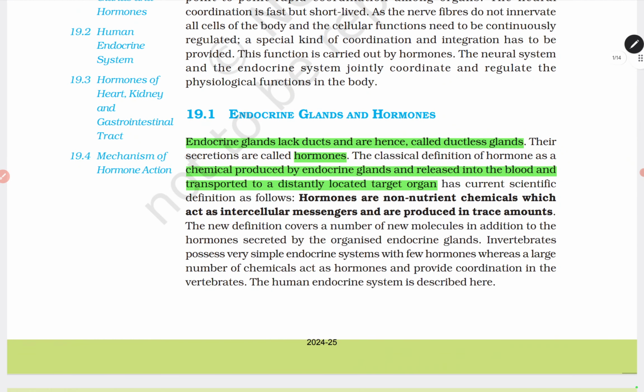Here you can see endocrine glands lack duct and are hence called ductless glands. Their secretions are called hormones, and the classical definition of hormone is as a chemical produced by endocrine glands and released into the blood and transported to a distinctly located target organ. And the current scientific definition is hormones are non-nutrient chemicals which act as intercellular messengers and are produced in trace amounts.